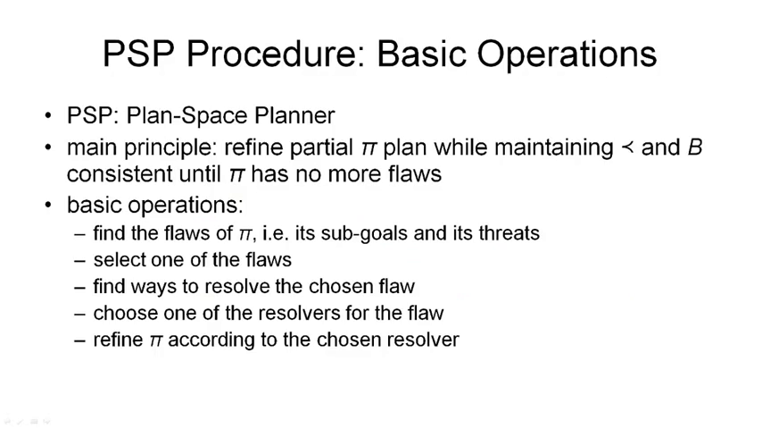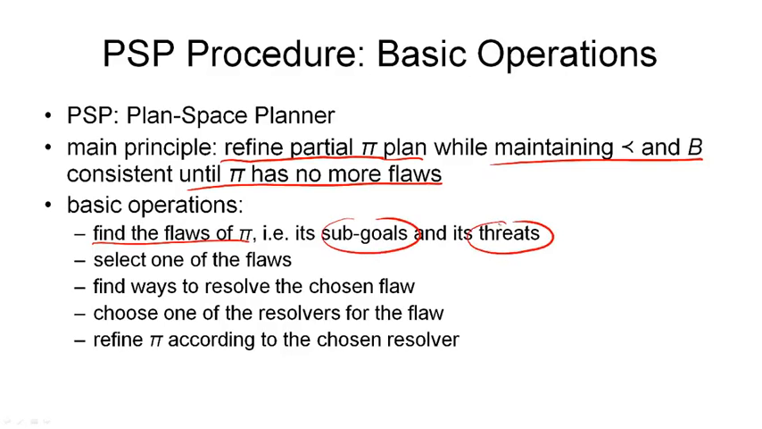And here is an informal overview of the basic operations that we need to perform during our plan space search. The basic idea, the main principle behind the algorithm is that we always refine our partial plan while maintaining the ordering and binding constraint in a consistent fashion until the plan has no more flaws. In some sense, this is the main loop of our algorithm. Then, within this main loop, what we have to do is first find the flaws that are currently in our plan. So these flaws can be either sub-goals or threats. We need to identify them so that we can remove them from the plan. And we will deal with these flaws one at a time.